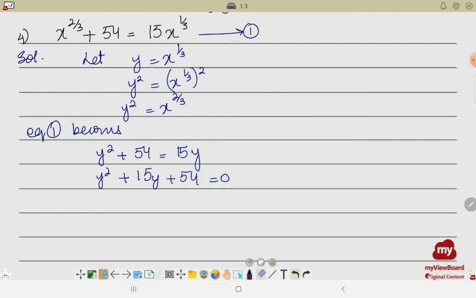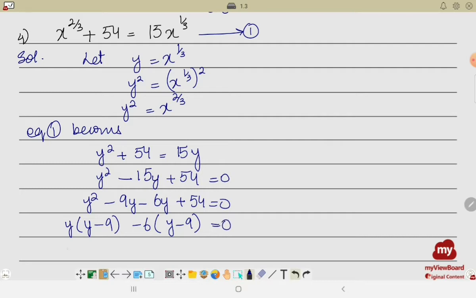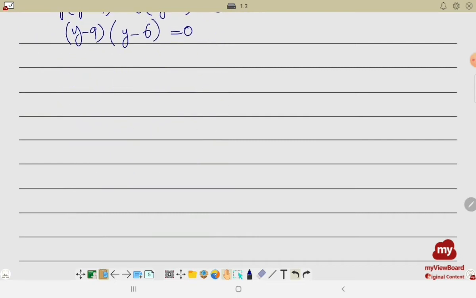Since we have moved 15y to the other side, now we are going to break the middle term. Let's say 9 times 6 is 54, so we break the middle term as minus 9y minus 6y plus 54 equals 0. So we'll take y as common factor, and here we'll take minus 6 as common factor. Again we take y minus 9 as a common factor, so we are left with y from here and minus 6 from here. Now we put both factors equal to 0.